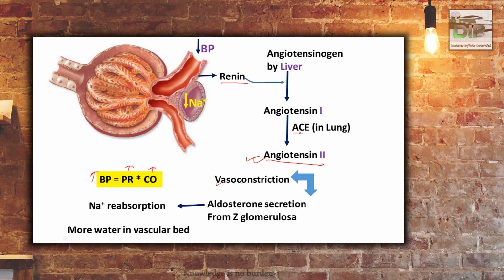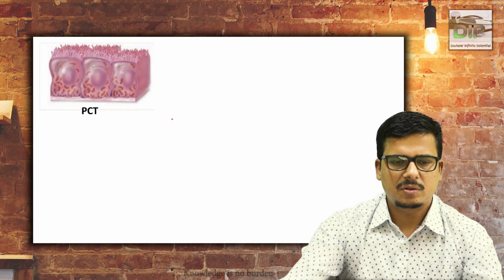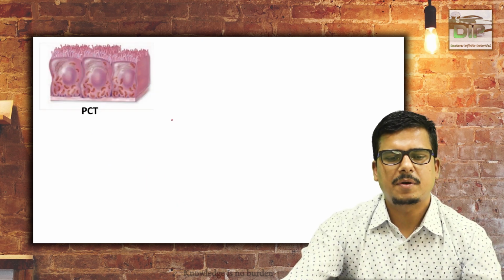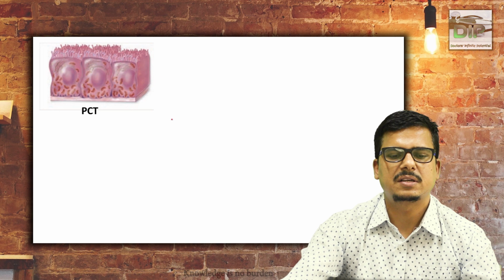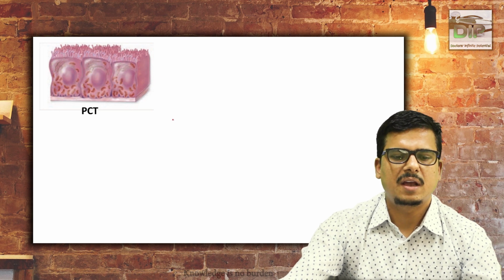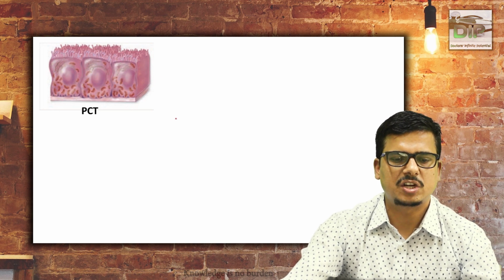You must have heard about many drugs that act upon this enzyme also, such as captopril and enalapril. They act upon this enzyme and inhibit the formation of angiotensin 2, and that's why they reduce the blood pressure. So till now we discussed the renal corpuscle. We saw how the basement membrane is formed, and how the renin-angiotensin system acts.